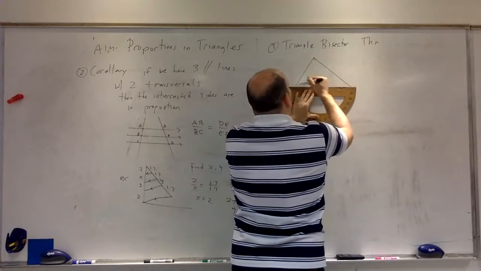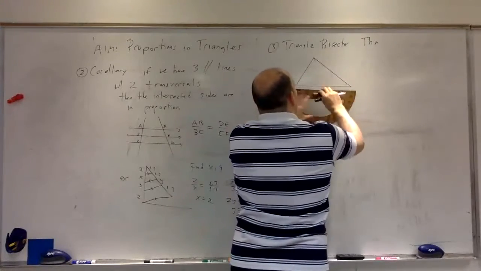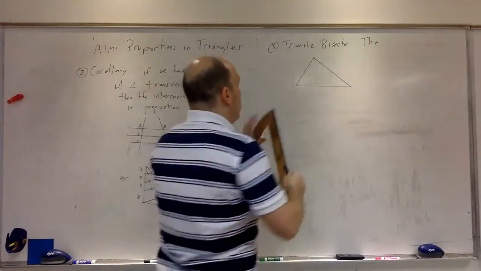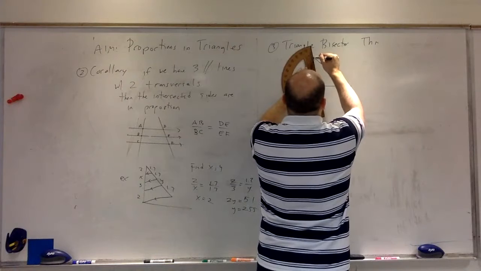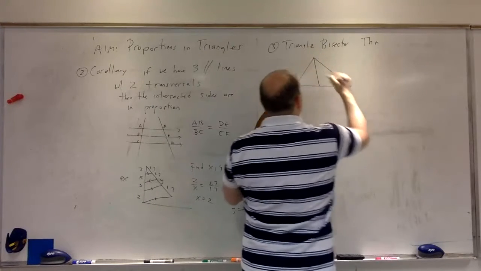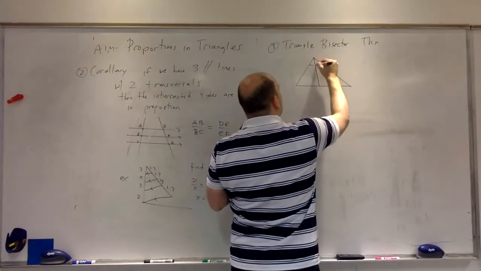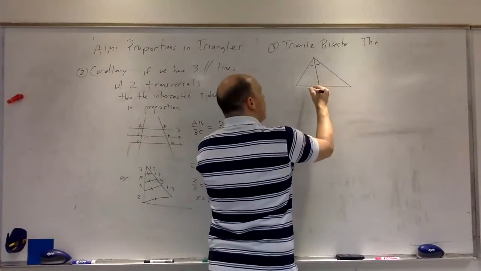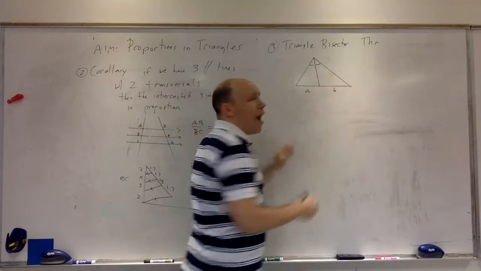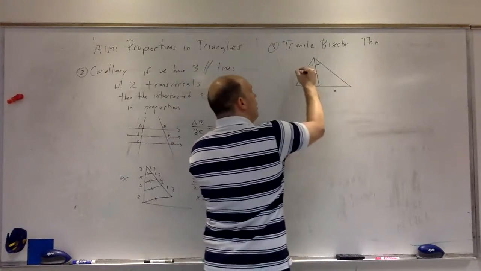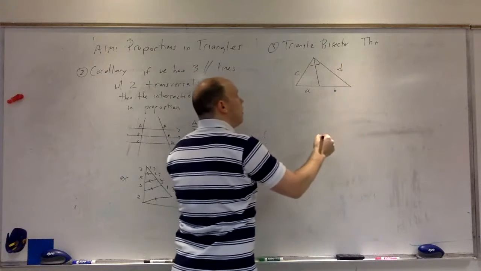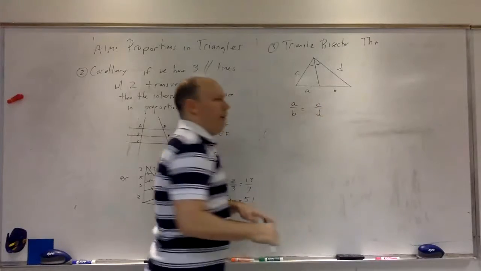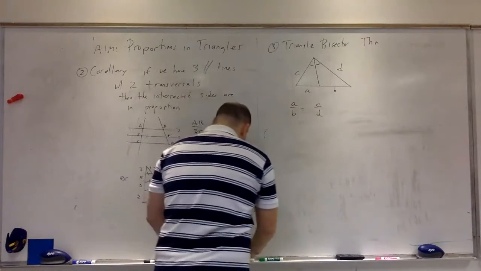You have any triangle. And so we have a triangle here. And the idea is what I'm going to draw in is an angle bisector. I'm drawing in an angle bisector. So this is congruent to this. It turns out, this is kind of awesome, the ratio that it splits up the opposite side is in proportion to the remaining two sides. So A over B is equal to C over D. It's kind of cool, right?